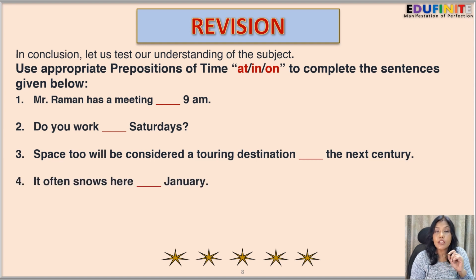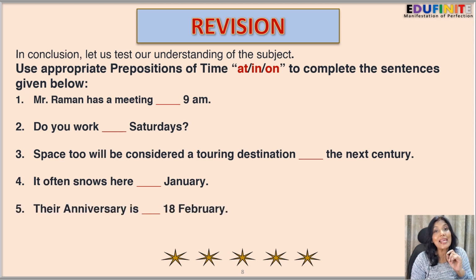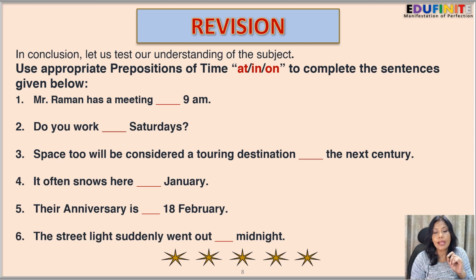It often snows here blank January. Their anniversary is blank 18th February. The street light suddenly went out blank midnight. So think about the answers. I'm coming up with the answers now.